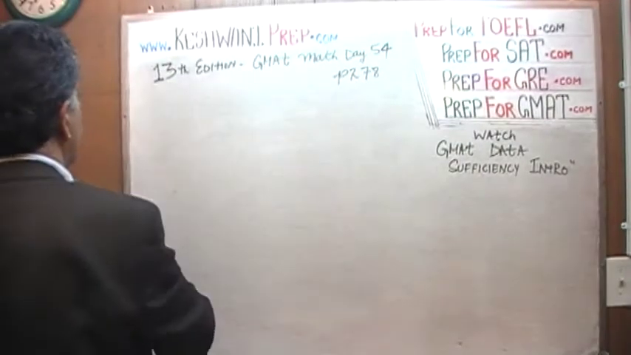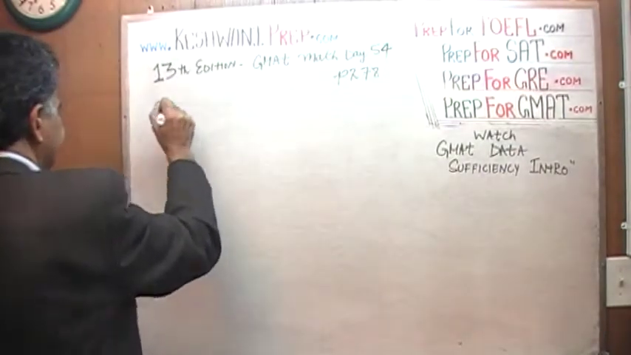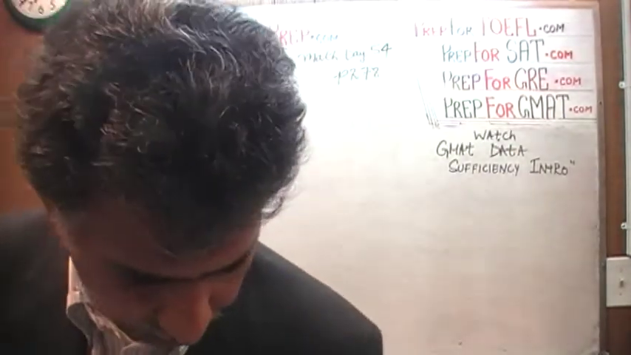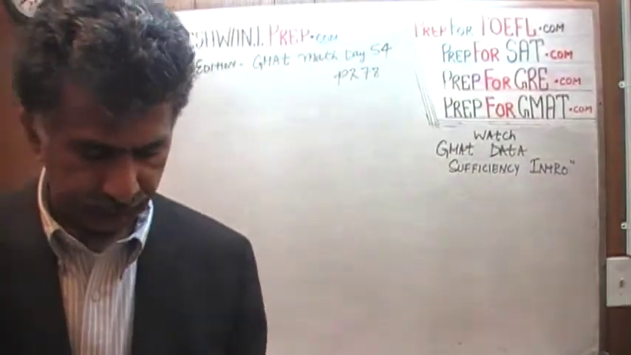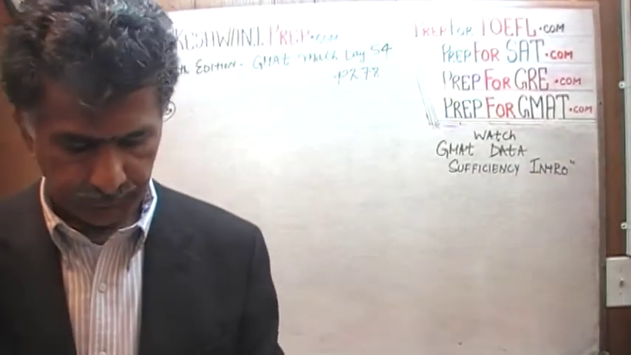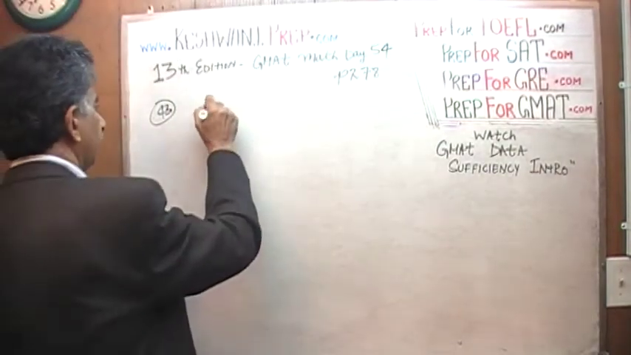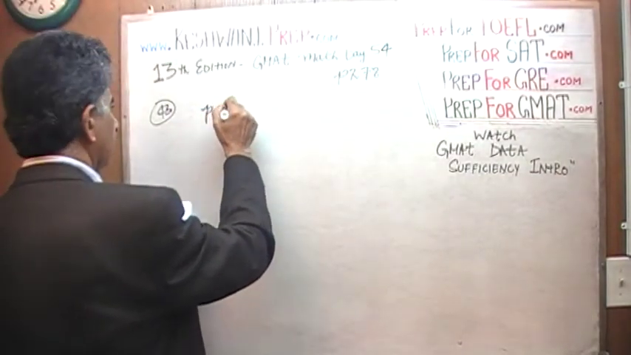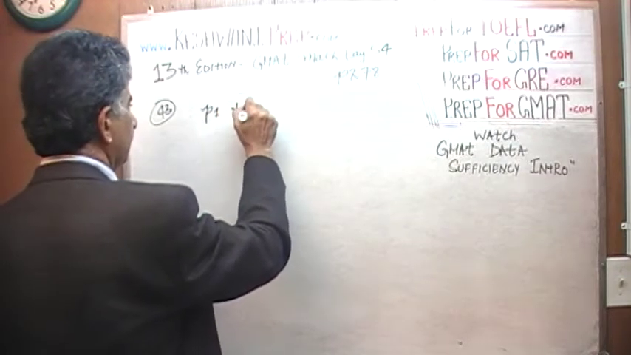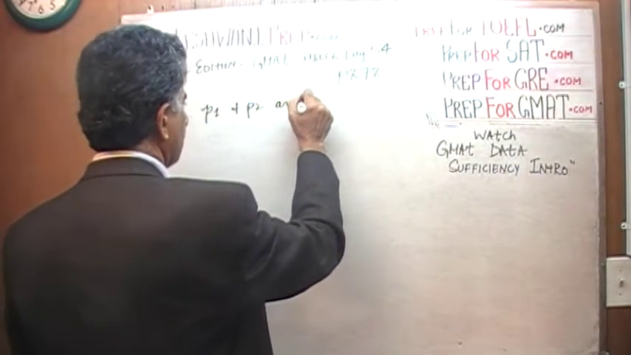Let's do the next one, number 43. In number 43, let's see what they're asking. We are told that the population of one district, P1 and P2, are populations.